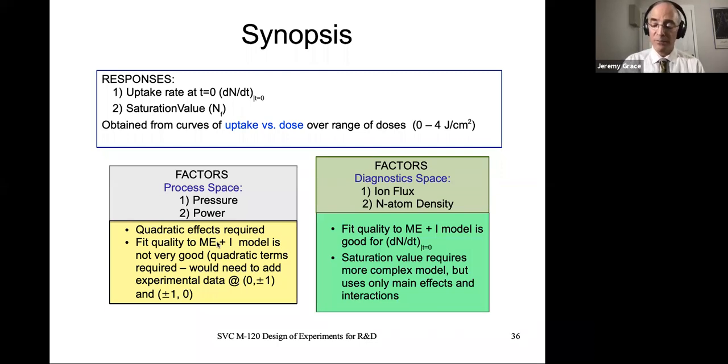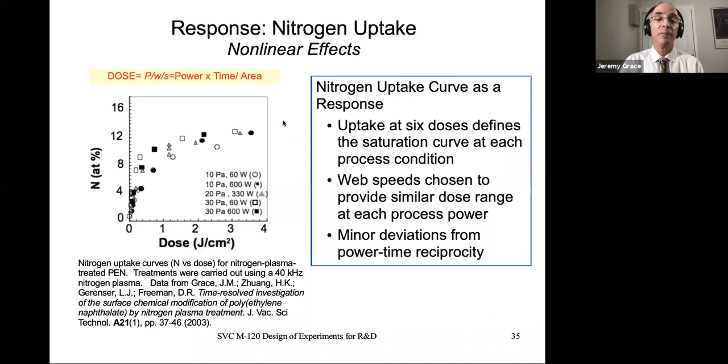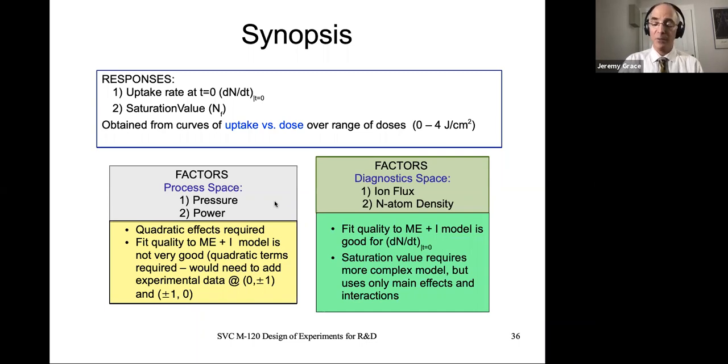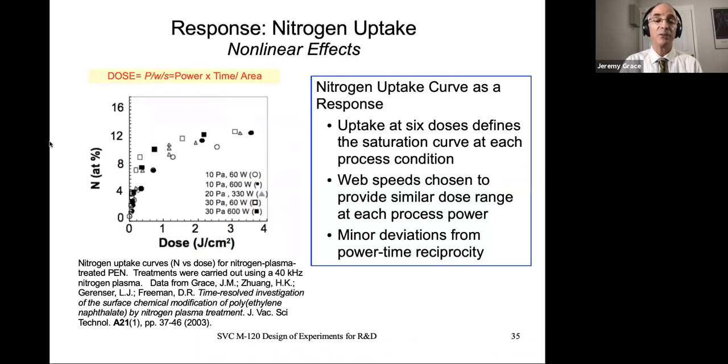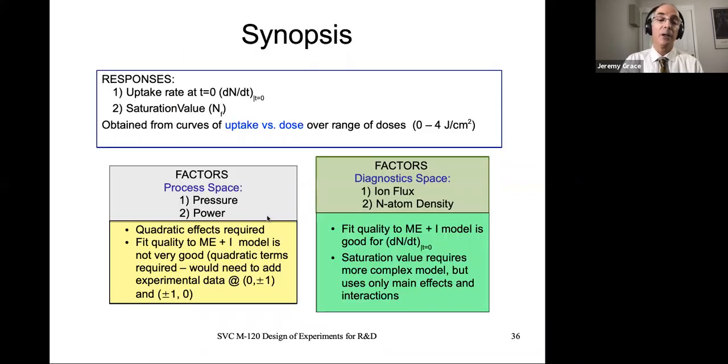And as you'll notice in the data above here, I didn't take any more points. I've just got those 5 points. And notice I said points, 5 sets of dose responses, right? So what can I do with the 5 points I got? If I look in the diagnostic space and look at what the ion flux and N atom density was at all those conditions, I actually get a very good fit to a main effects and interactions model for the uptake rate at t equals 0. And I can look at the saturation value, but it's fairly complex, and I'll show you a little bit about that.